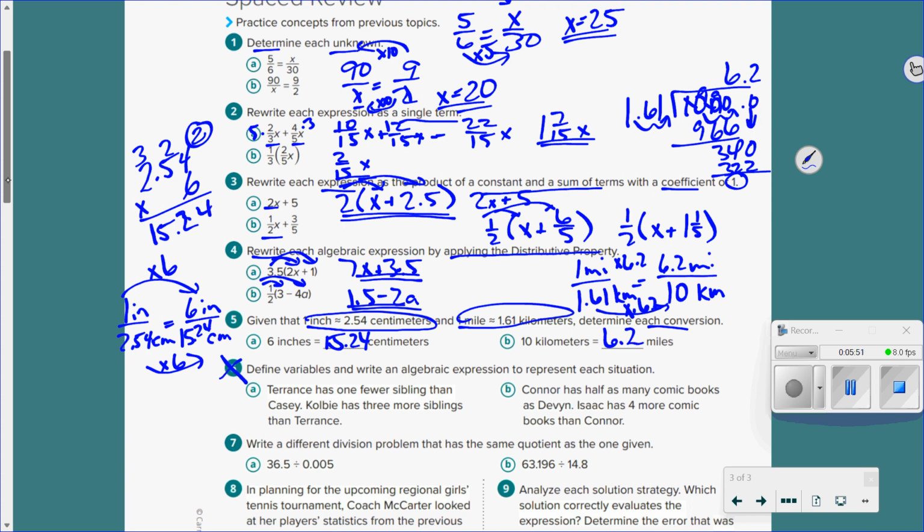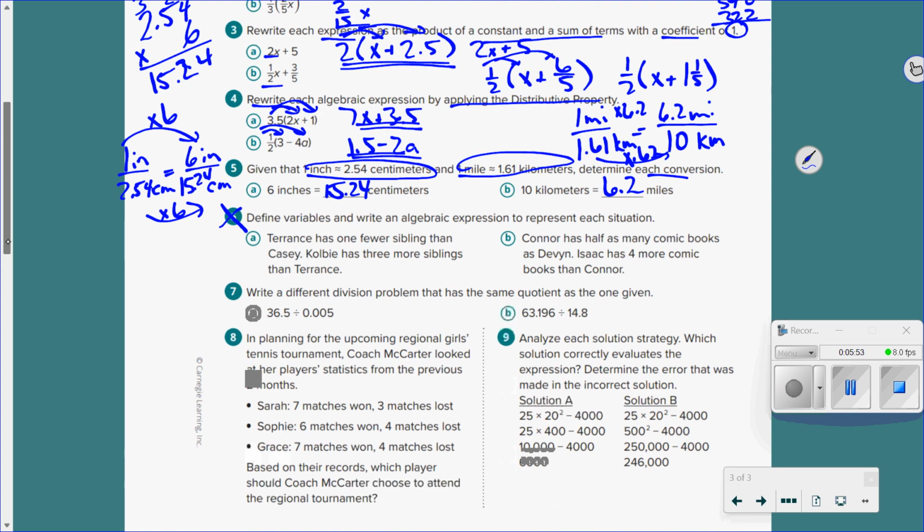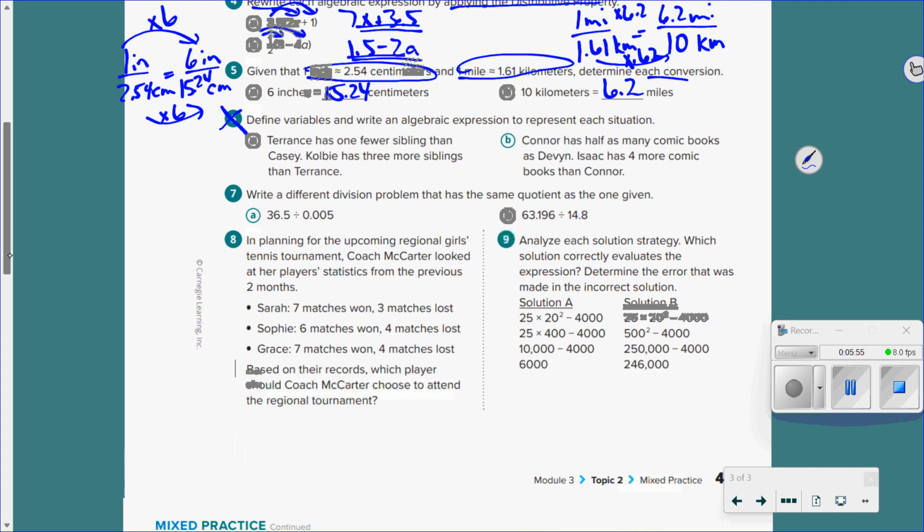7, write a different division problem that has the same quotient. In other words, all we're saying is I need to get rid of decimals in my divisor. So how many decimals there are, that's how many times I'm going to move my decimal place. In this case, it's 3, meaning I need to move this one in 3. Any empty buckets get 0. So you write that as 36,500 divided by 5. That would be an equivalent one.